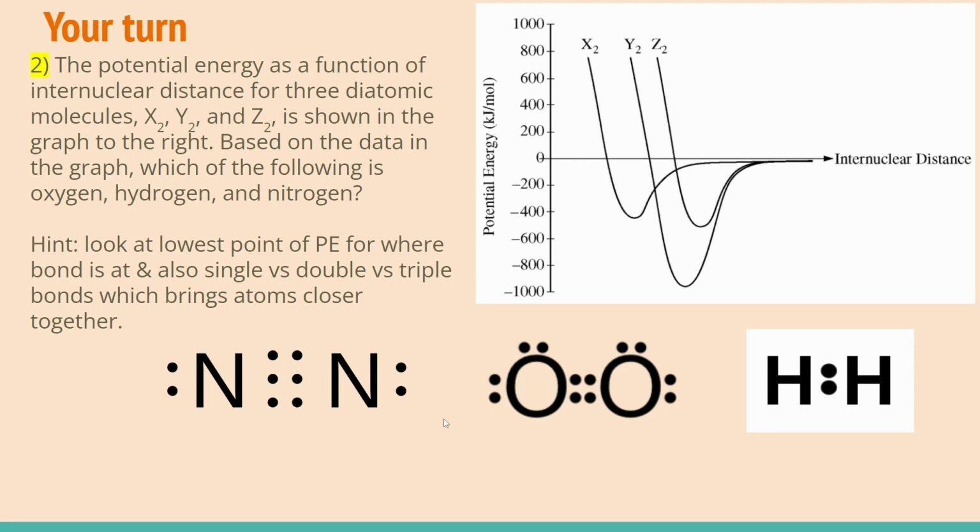So if I had to write this as an FRQ answer, I would say X2 equals H2, Y2 equals N2, and Z2 equals O2. Or you could say X2 is H2 and so on. However you want to say it. You can also say the elemental, actual names. That is totally fine.